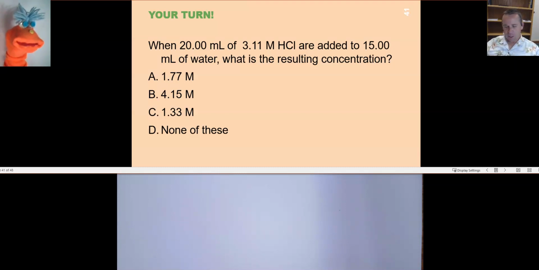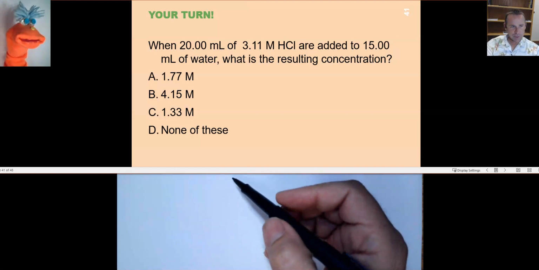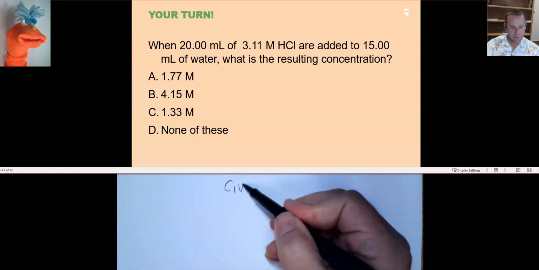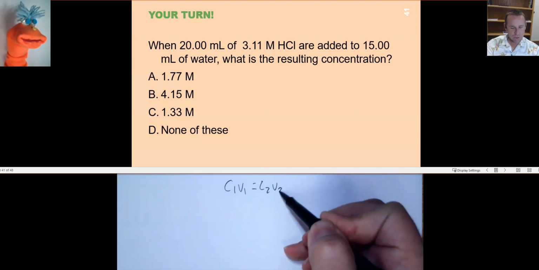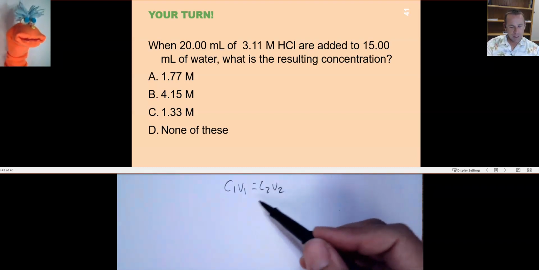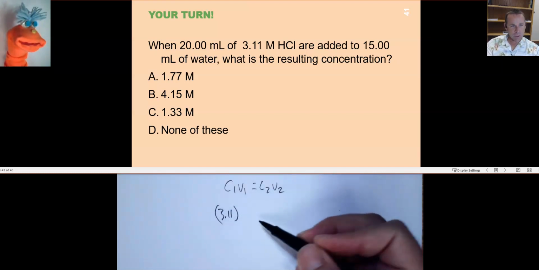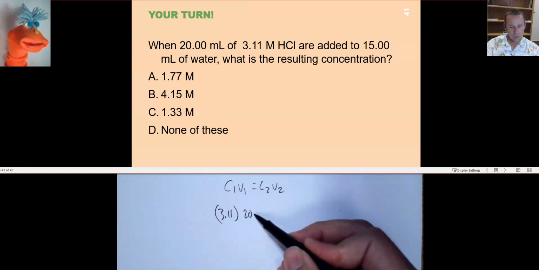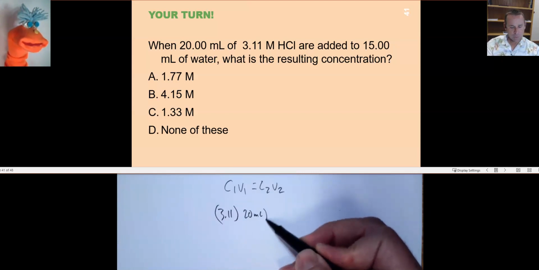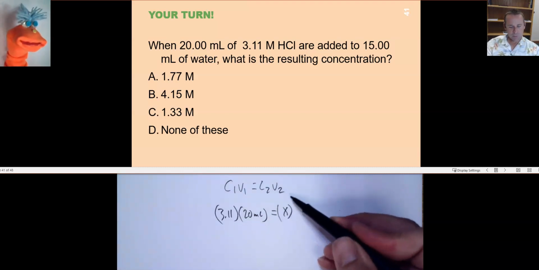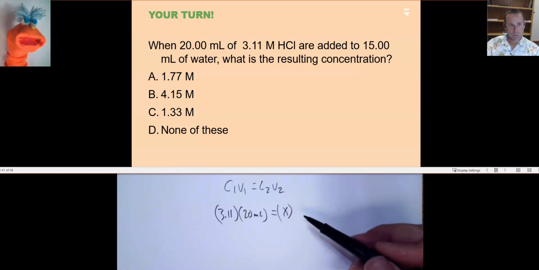All right. How'd it go? I think I got it. What's the answer? I think it's B. All right, so C1V1 equals C2V2, is that right? Yeah, okay. What's the initial concentration? 3.11. And what's the initial volume? 20 milliliters. What's the final concentration? That's what you're after. X. And the final volume? That's 15. 15? Yeah, 15.